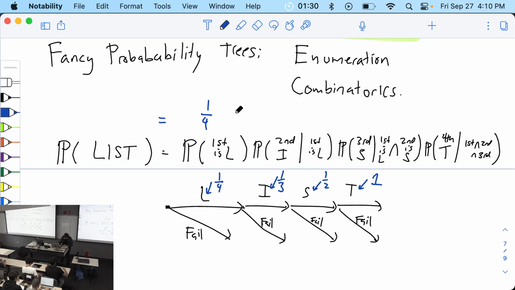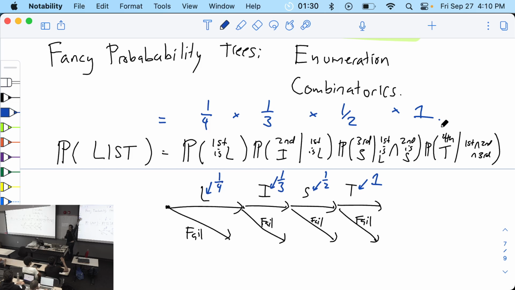So a quarter times a third times a half times 1. If you just had one word at a time, the probability is a quarter times a third times a half times 1, by the tree that we just did. I'm guessing most people did not do it this way. Who did it this way?